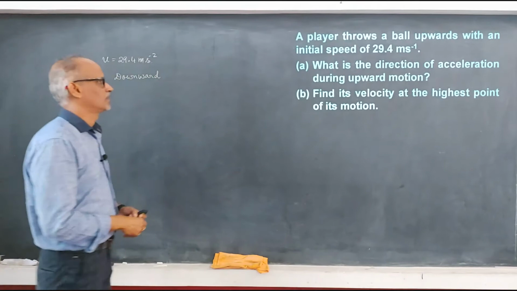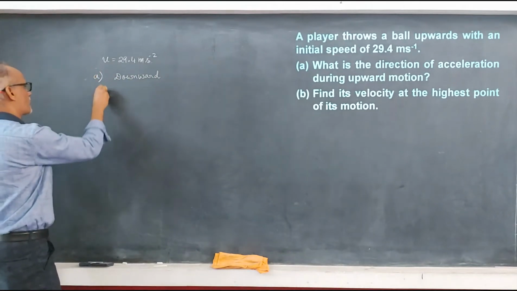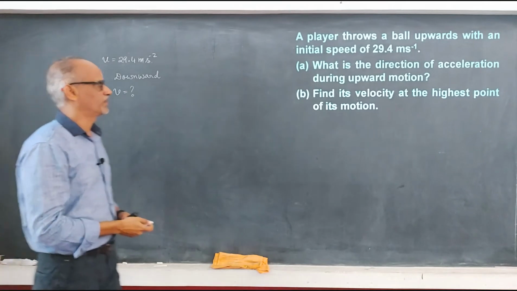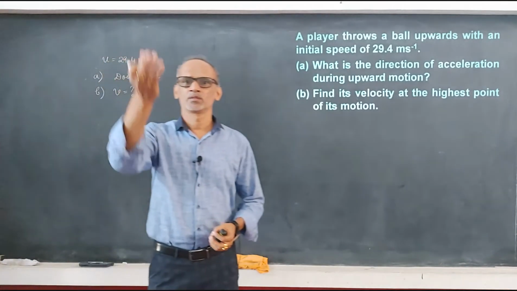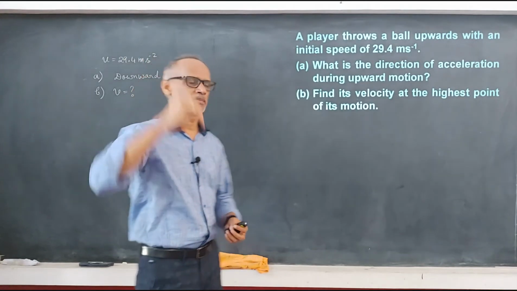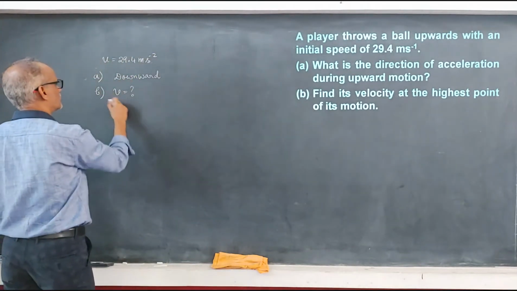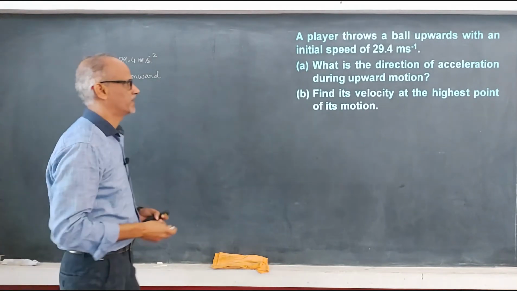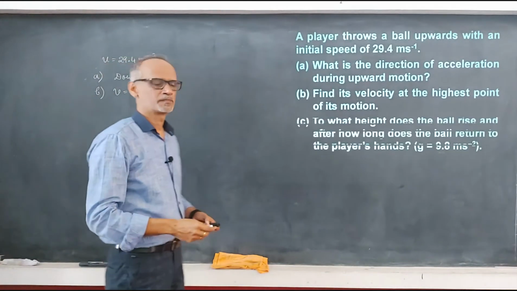The next option, find its velocity at the highest point of its motion. When it is thrown upward, what is the final velocity when it reaches the maximum height? It is 0. So the value of v is 0, option B.